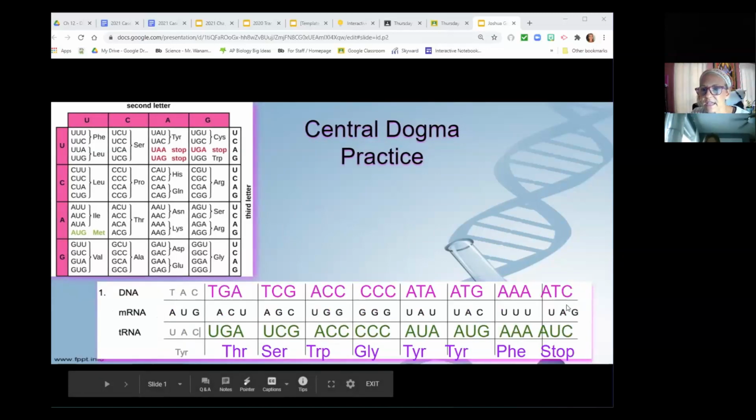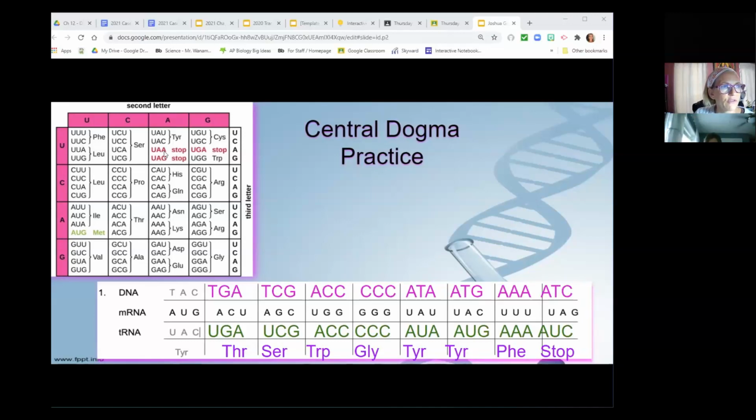The code right here, buddy. Remember to read the message. So in the last position, you're not reading AUC. You're reading UAG. UAG. So U across the top, carry it over to A down, and then G, the bottom position, is a stop. So make sure you read the message.